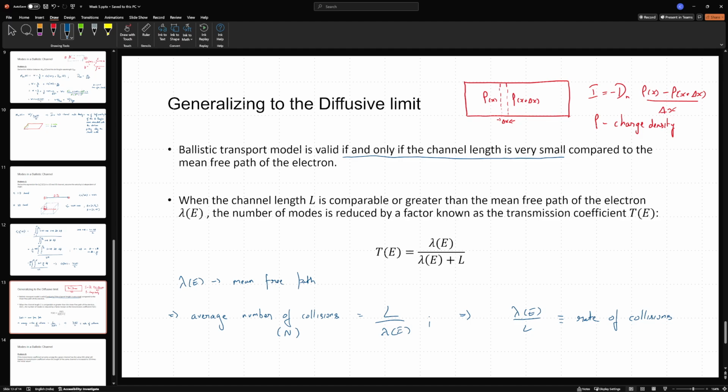So number of collisions is going to be 1 plus this, which will give me a transmission coefficient that is lambda of E over lambda of E plus L, sorry, yes. So that will give me this quantity, the transmission coefficient, which essentially gives me the rate of collisions, the probability of collisions while the electron is present in a long channel. So whenever a collision occurs, that mode kind of vanishes, like that mode is no longer considered for ballistic conduction. So the higher the rate of collisions, the lower the number of modes I will end up having. So you'll see what that looks like.